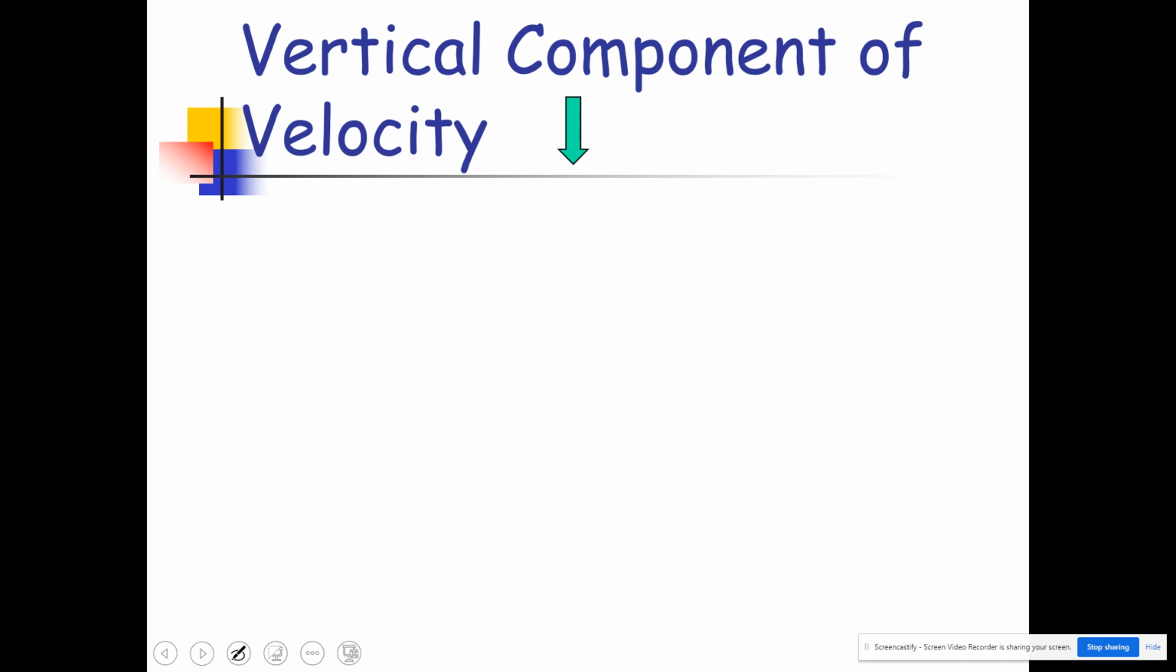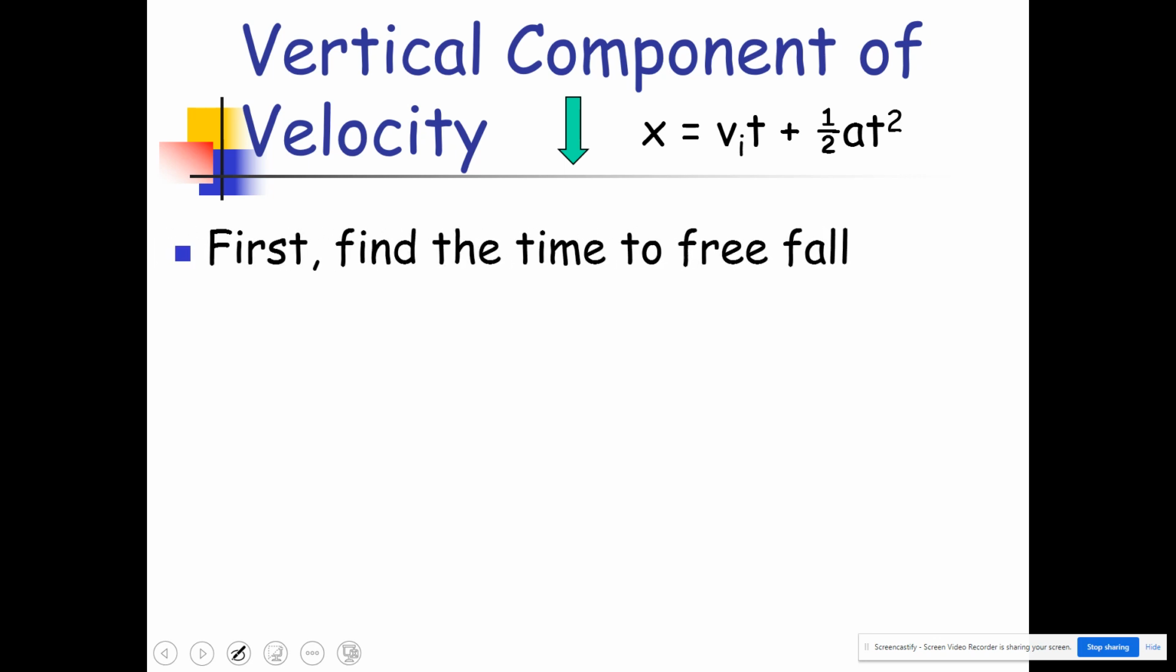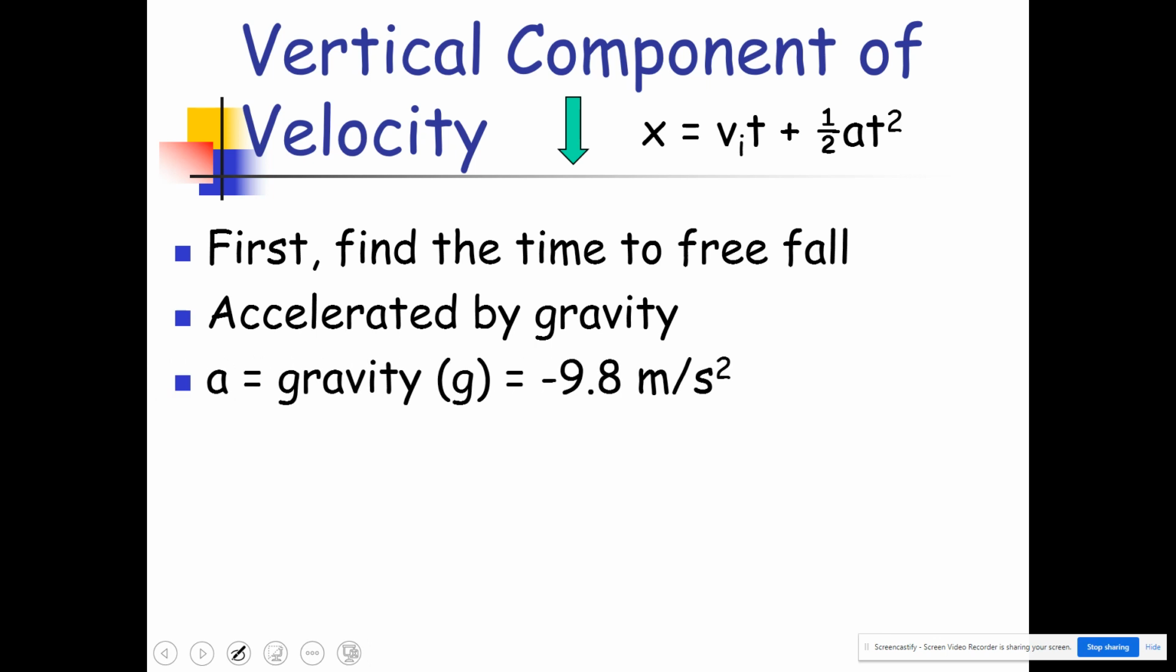Here's the vertical component going down. Which formula will we use? Well, we're going to use this one, the master equation. Notice that in the master equation, we have that acceleration. Remember, that acceleration is going to be due to gravity. This is in free fall, and so the force acting on it is gravity. And so that acceleration is going to be 9.8 meters per second squared. If you want to put a direction on it, you can put a negative 9.8 meters per second squared.